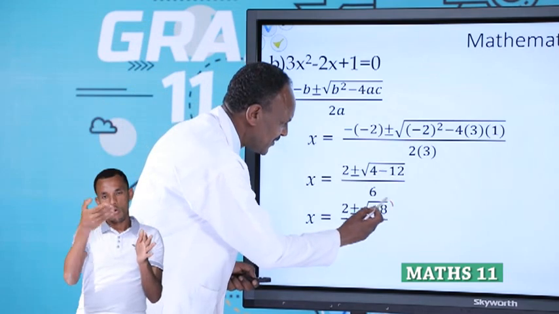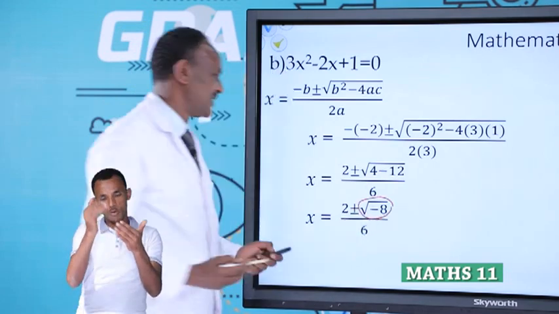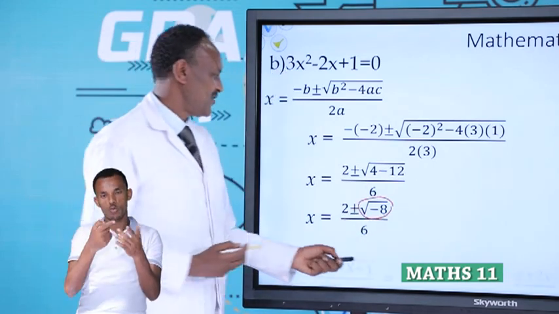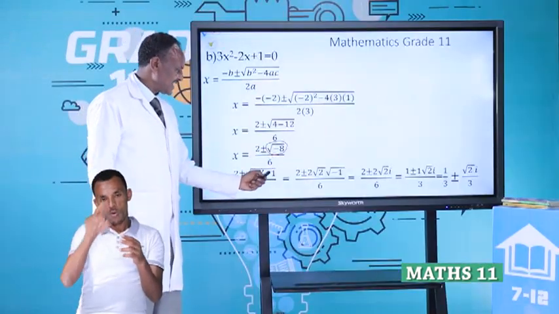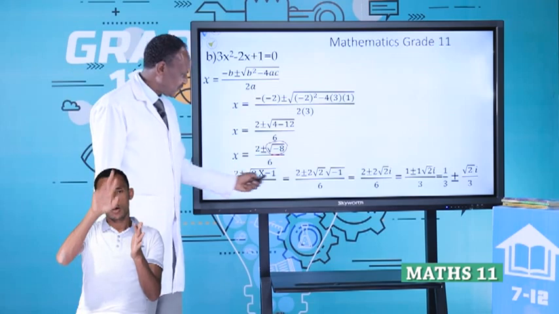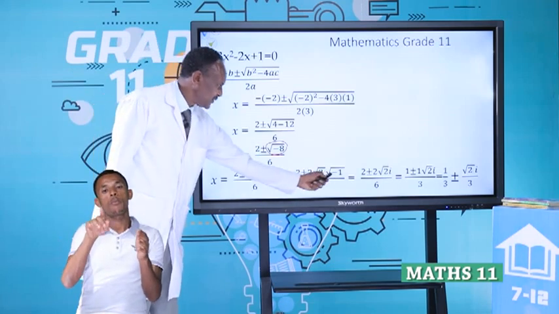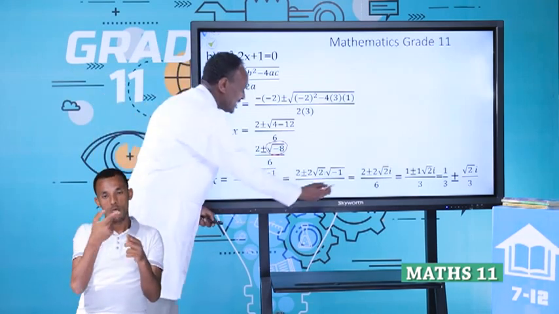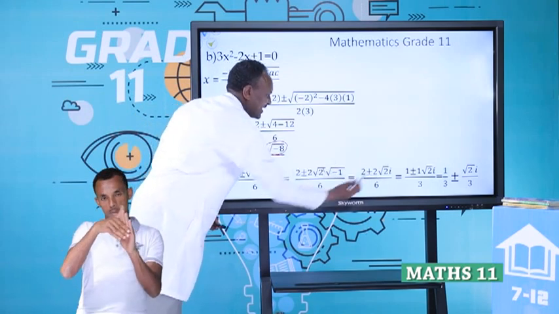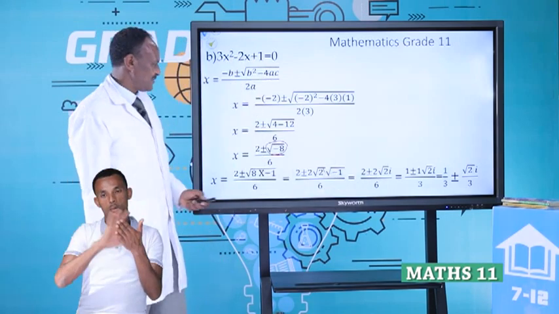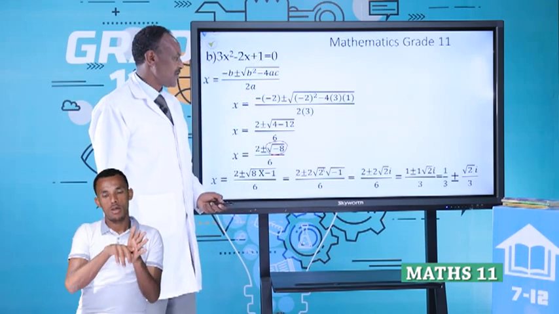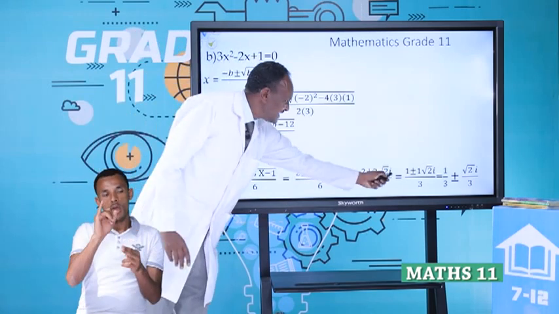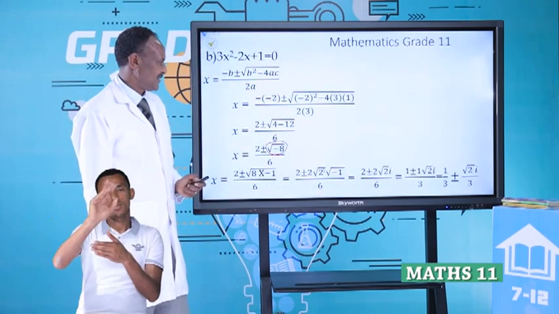What is the simplest form of this complex number? To simplify it, you have to go further. Root negative 8 means the square root of 8 times negative 1. The square root of 8 is 2 root 2, times root negative 1. But root negative 1 is represented by the imaginary number i. So it is 2 plus or minus 2 root 2 times i, over 6. Remember, i is outside the square root.